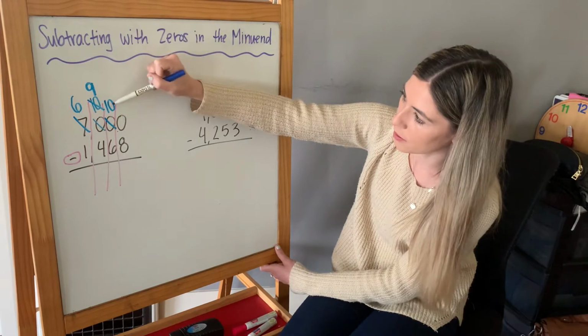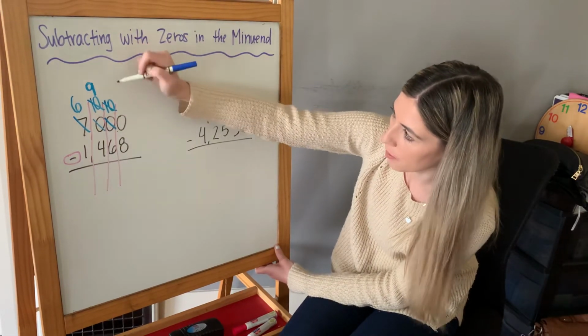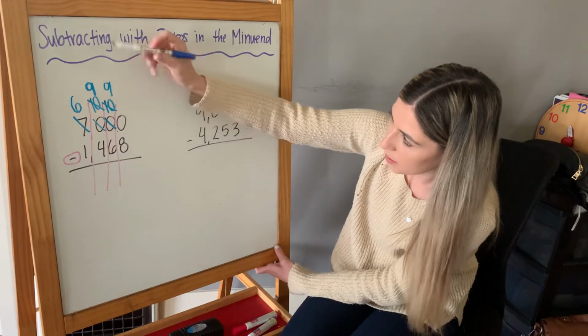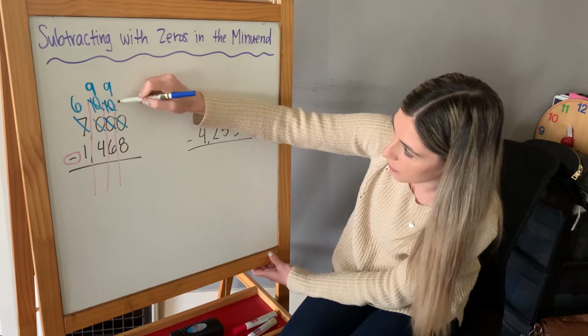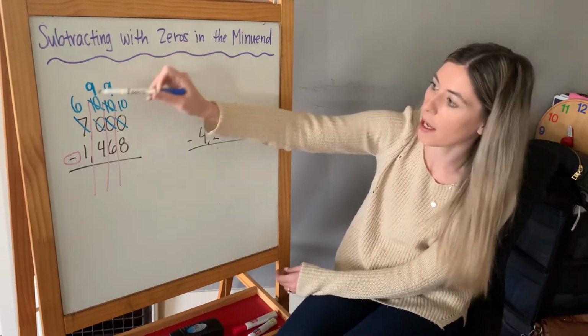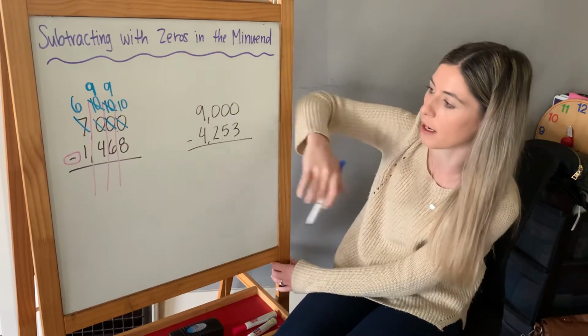Now that means there's some for this guy to borrow from. So I'm going to cross it out, make it one number less. That means it's going to be a 9. And then that's going to help bring 10 over here. So 10 plus 0 is 10. So now I have numbers in all my spots, no more zeros I have to worry about. I can just subtract down.